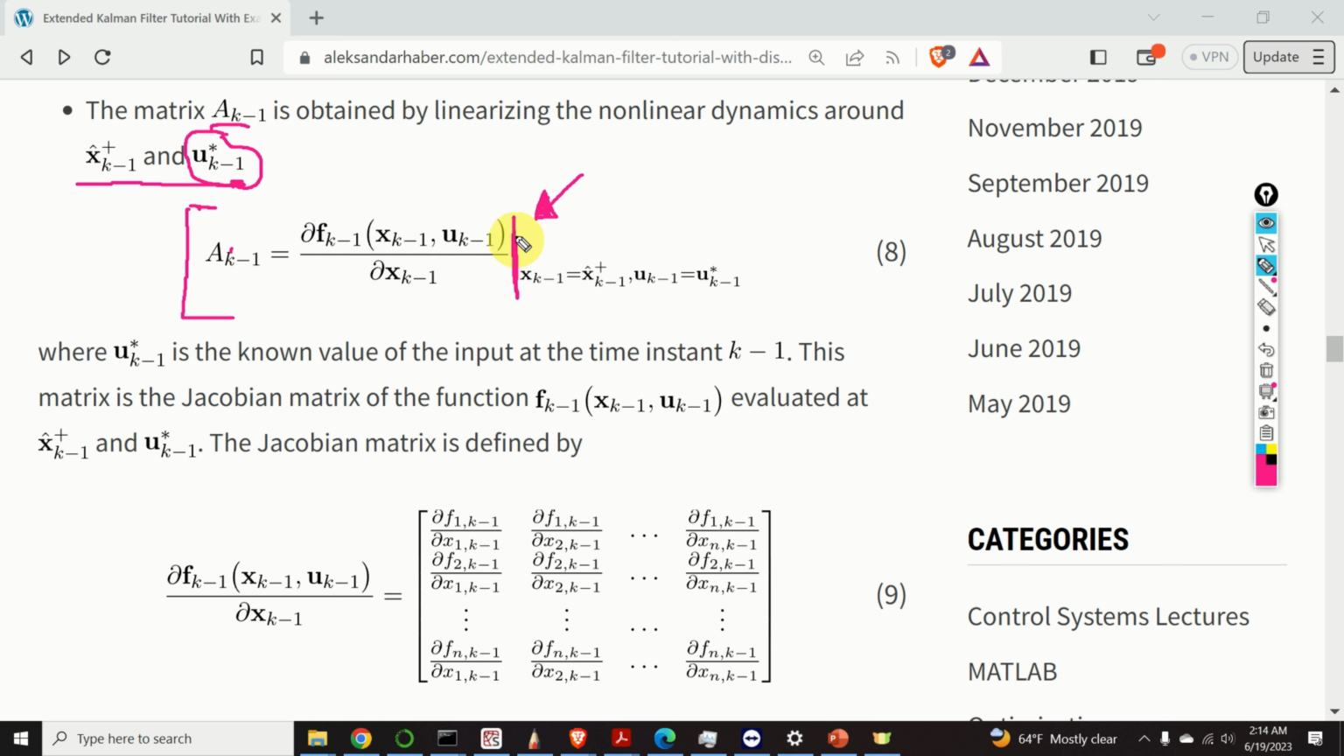Here we are saying that this matrix is the Jacobian matrix of the vector function f_{k-1}. This vertical bar means that we are computing the Jacobian for this fixed value of x_{k-1} and for this fixed value of the vector u_{k-1}. This matrix is the Jacobian matrix of the function f_{k-1} evaluated at these two quantities. Here is the structure of the Jacobian matrix.